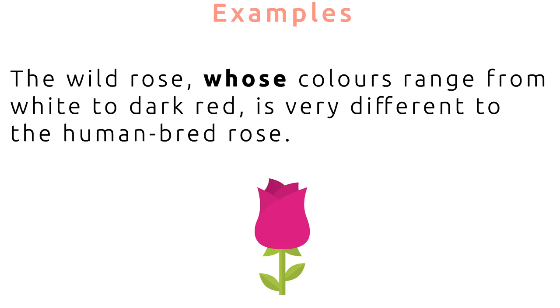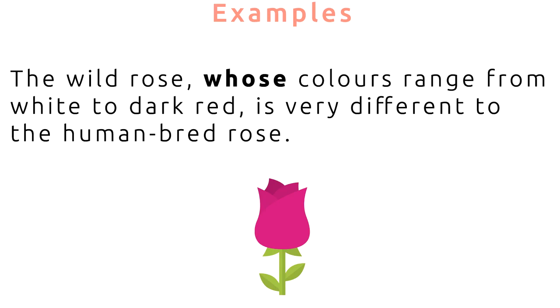Now let's look at a few examples so it's much clearer for you. Here's the first one. The wild rose, whose colors range from white to dark red, is very different to the human-bred rose. In this sentence, we're replacing the possessive pronoun its with whose. Because the wild rose is a plant, it's a thing, we would normally use the possessive pronoun its. So we're replacing that with whose.